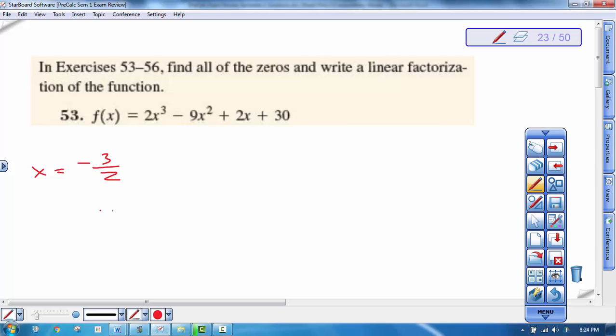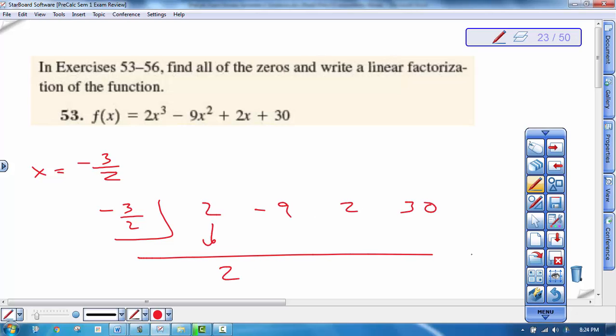We could then take that negative 3/2 and divide it synthetically into this, 2, negative 9, 30, and we can then get what's left over. Drop down the 2, when you multiply, you get negative 3. When you add, you get negative 12. When you multiply, you get positive 18. When you add, you get 20. And when you multiply, you get negative 30, which is good, no remainder.